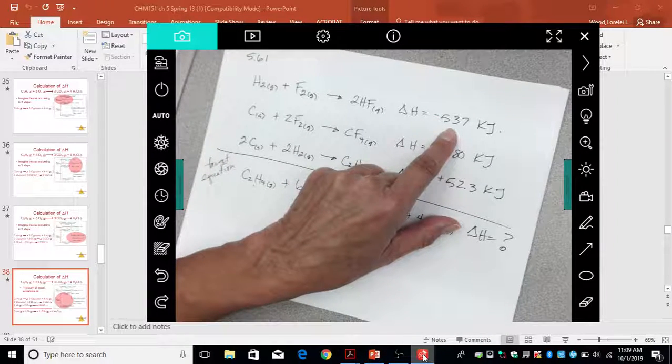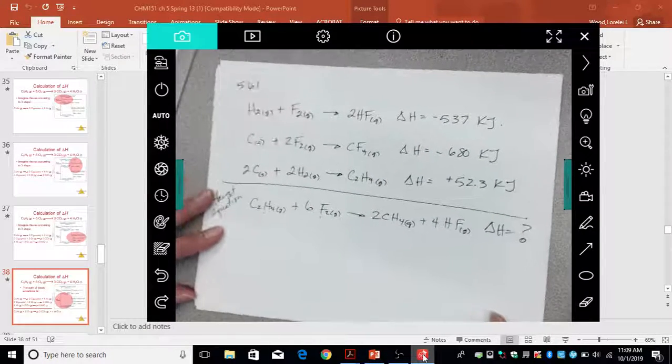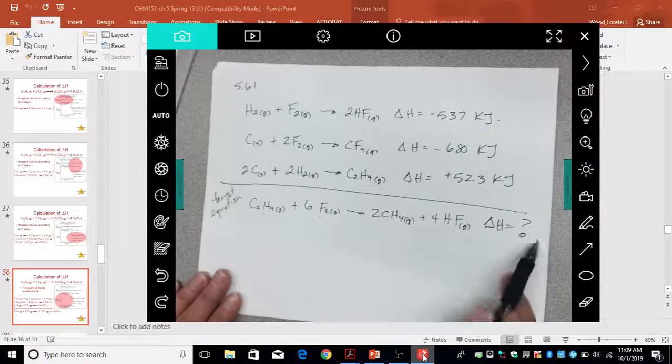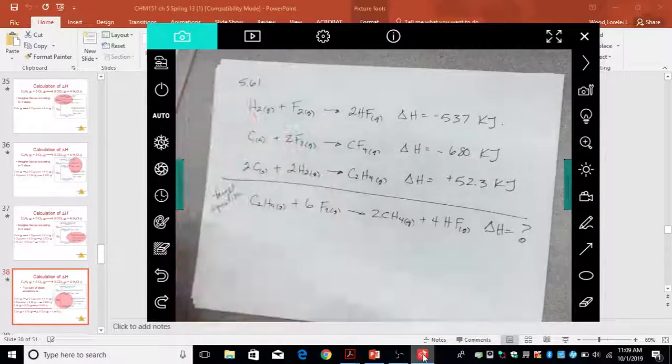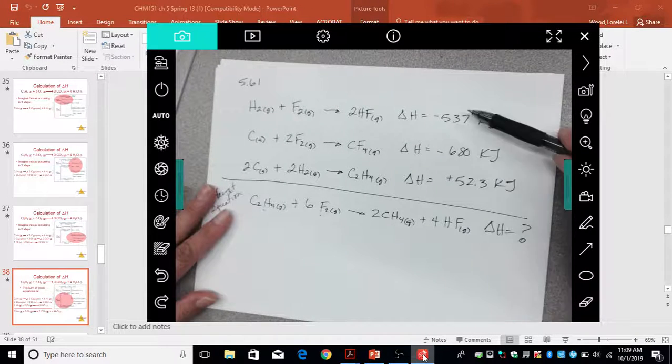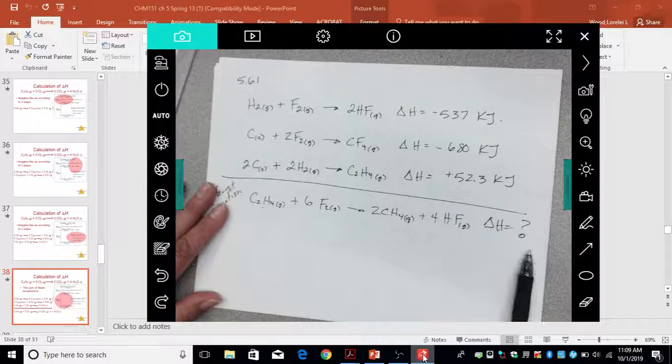Multiply it by 3. That makes sense, right? Okay, so now let's look at this problem, kind of step back and say, here's what I want it to be looking like when I'm done. So I either got to flip these back and forth, or I got to multiply them by some factor, so that every one of these individual stepwise reactions adds up to this beast down here.